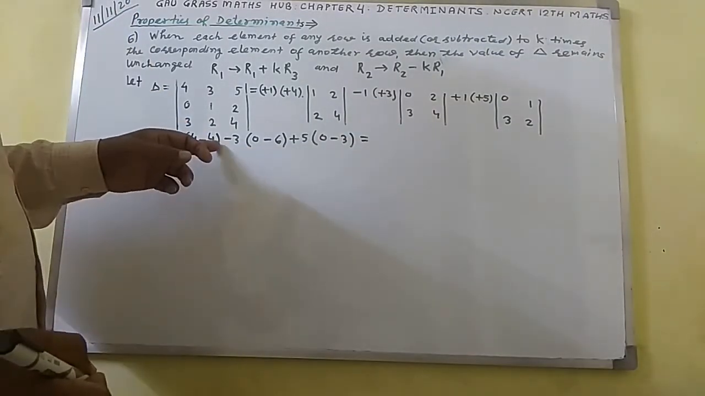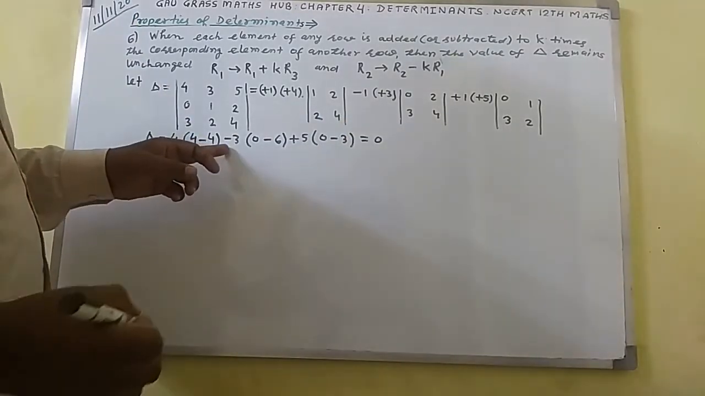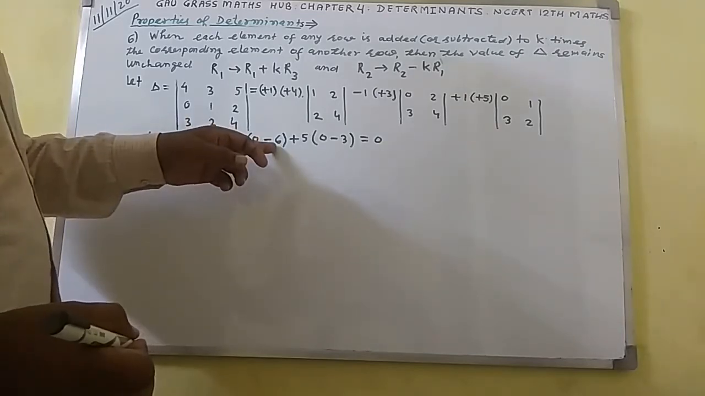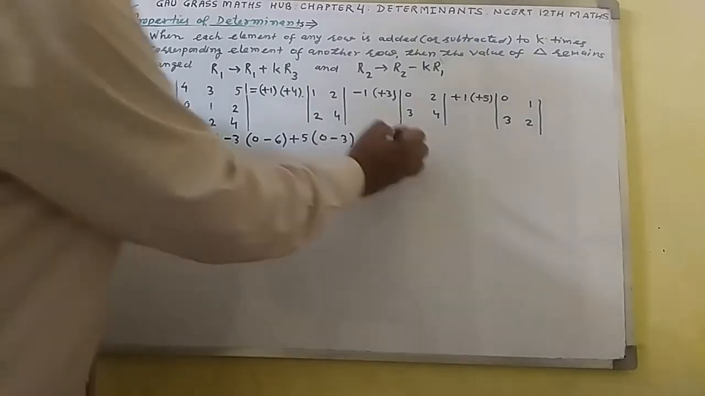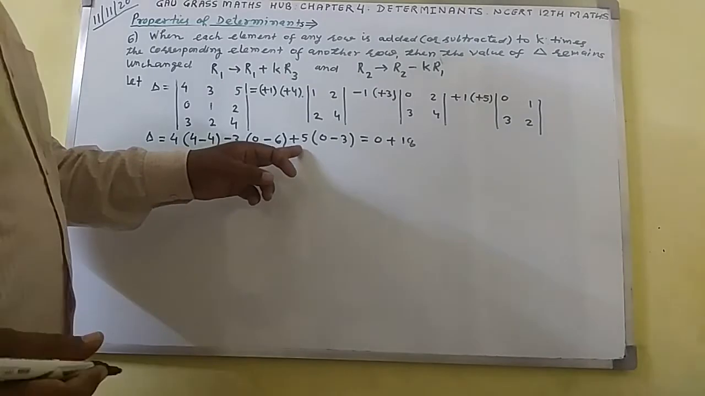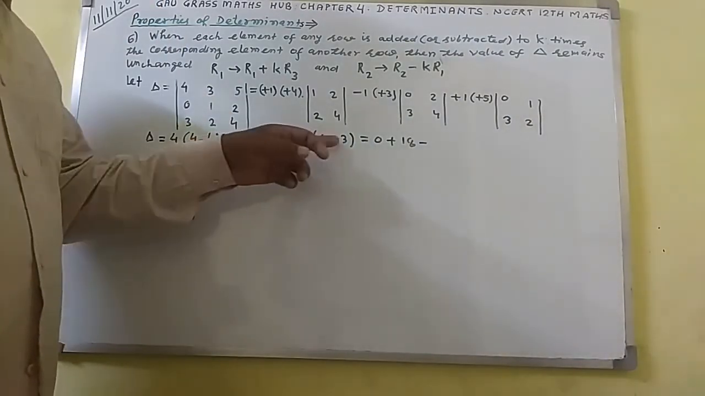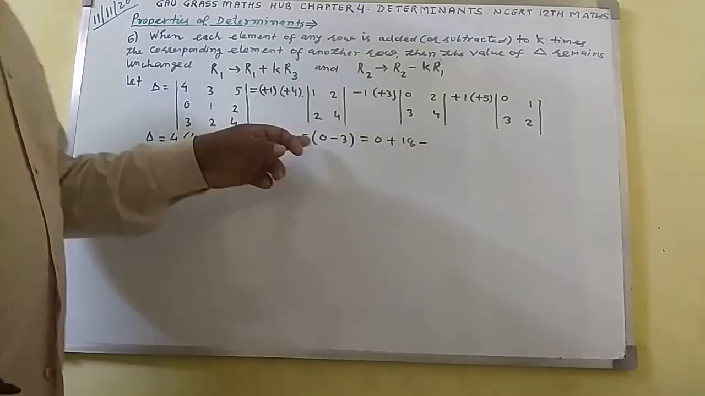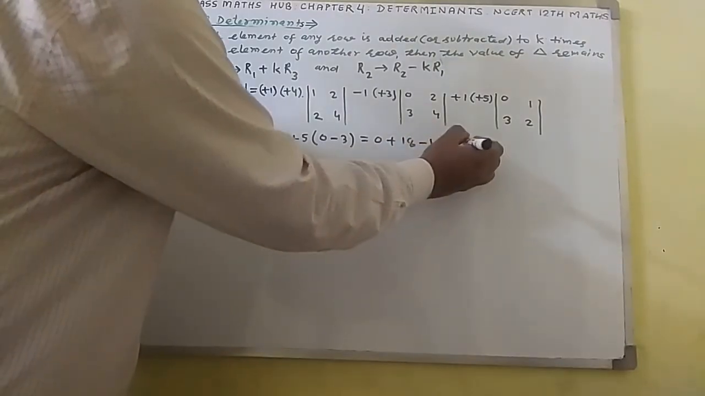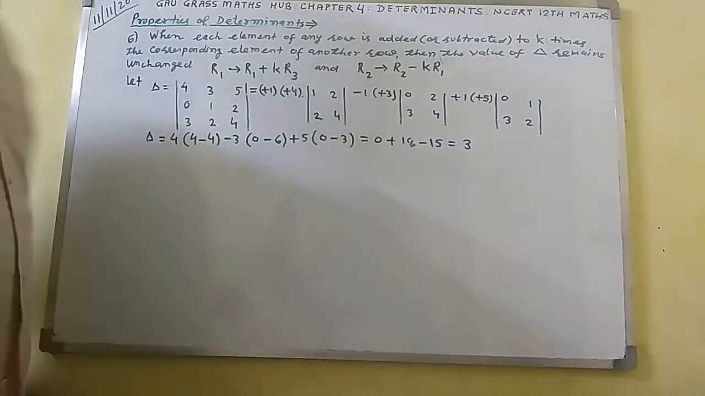To get the result here, 4 minus 4 comes out to 0. The whole term will become 0. Here we will get minus 3 will multiply to minus 6. You will get here plus 18. Plus 18 I shall write. Here minus 5 will multiply, plus and minus will multiply together. You will get here minus 5 will multiply to 3 comes out to 15, equal to 3. Now the value of the determinant you have got here is 3.